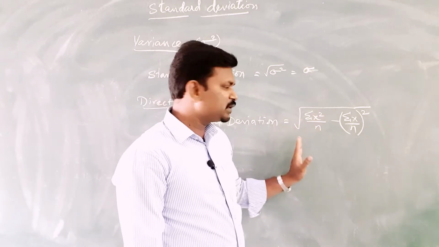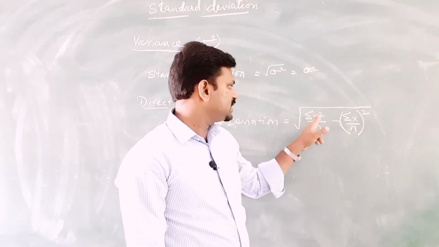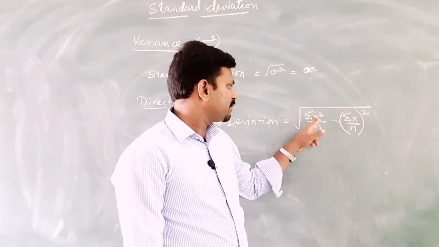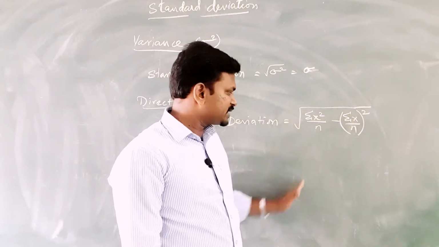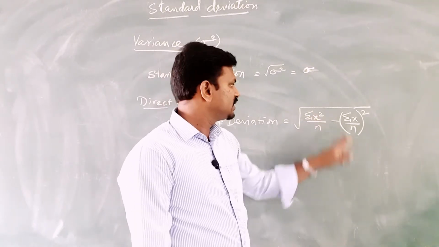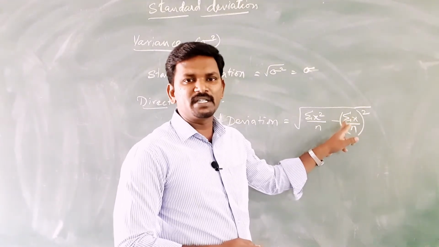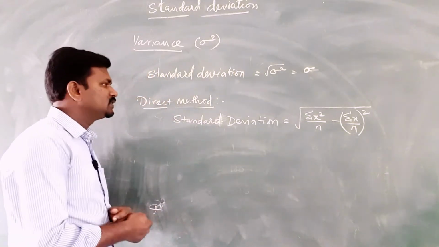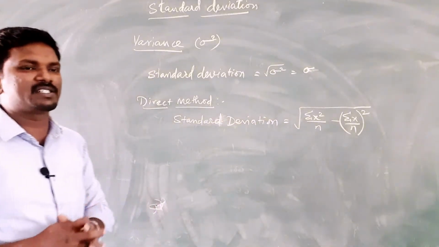If a data set is given, each number in it is an observation, so the observation of the data is x. Summation of x square means we have to find the squares of the observations and add them. Summation of x means we add all the observations, that is the sum of observations. n is the number of observations. So keep this formula in your mind, that's all you have to do.